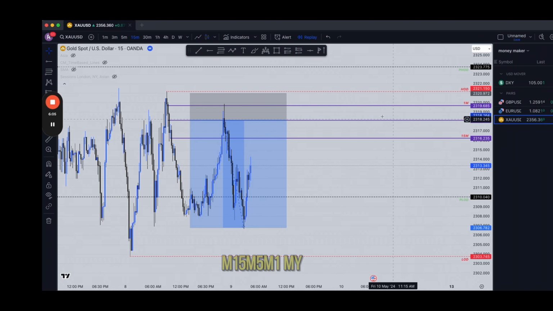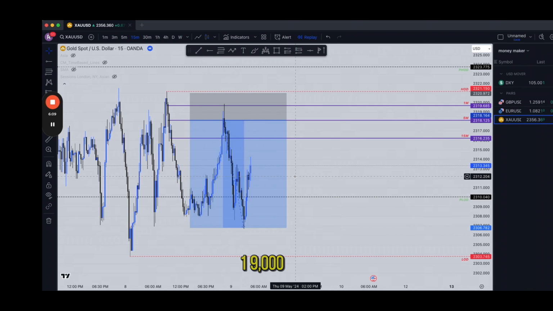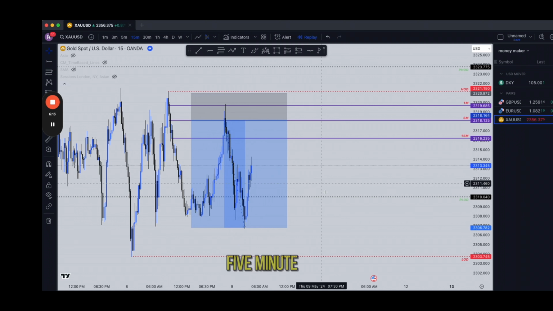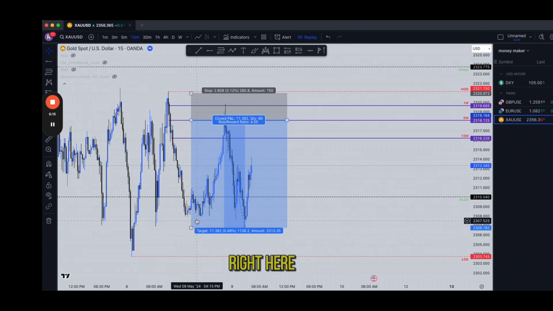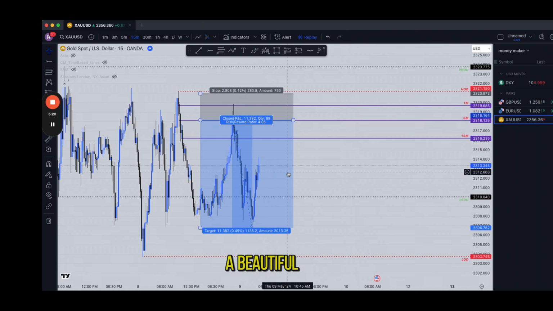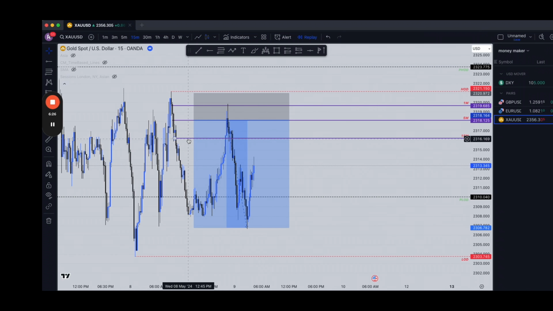So I had a M15, M5, M1. I had a 2319,000. So it was super valid. I had the shift in structure on the 5 minute. And then right here too, I was presented with a previous low day sweep. So overall, it's just a beautiful trade. And I was not gonna let this one go by. So yeah, I caught my 4.03R, got my first payout with Alpha Capital, came super quick, and yeah, it was a good trade.